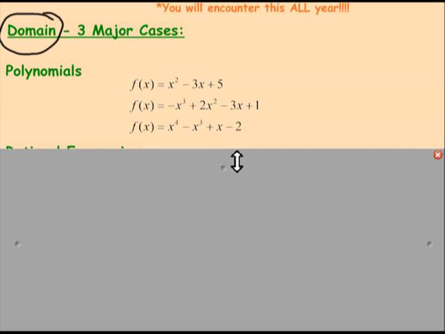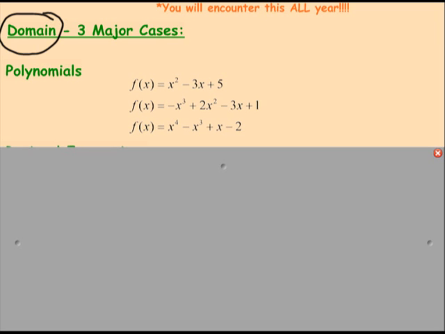Now, some review of the concept of domain, and this is something we're going to worry about all year long. This comes up all the time. It's really, really important in anything involving algebraic expressions. So some of this will be familiar and some of this may be new. So the first type of situation you're going to see is with polynomials. So if you remember, domain means what x values can you plug into this function? That's it. What can you plug in and have it be okay?